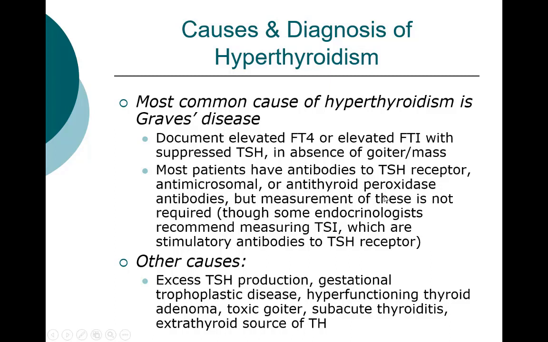anti-microsomal or anti-thyroid peroxidase antibodies found, but measurement of these is not required, though some endocrinologists recommended measuring TSI, which are stimulatory antibodies to TSH receptors. Other causes may be due to excess TSH production from the gestational trophoblastic disease, or hyperfunctioning thyroid adenoma, or toxic goiter, or subacute thyroiditis, or may be due to extrathyroidal source of the thyroid hormone.